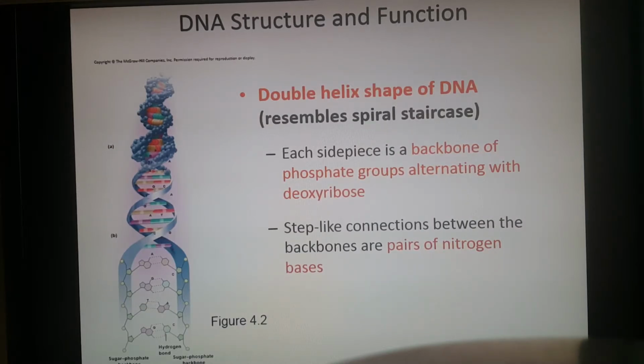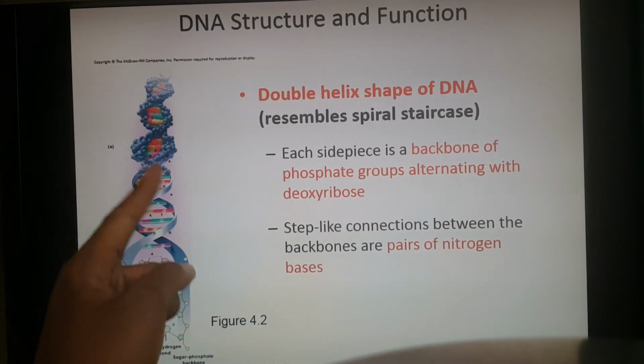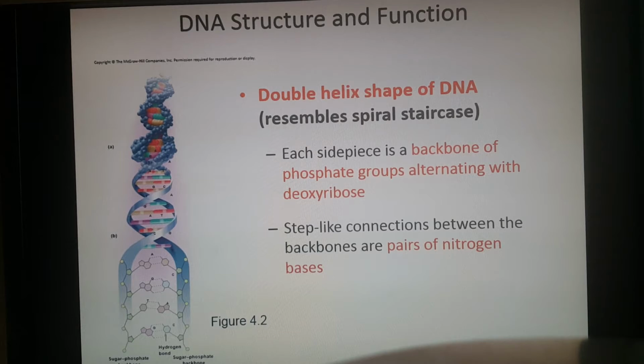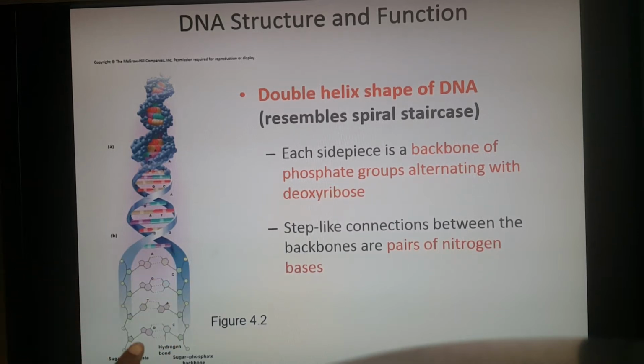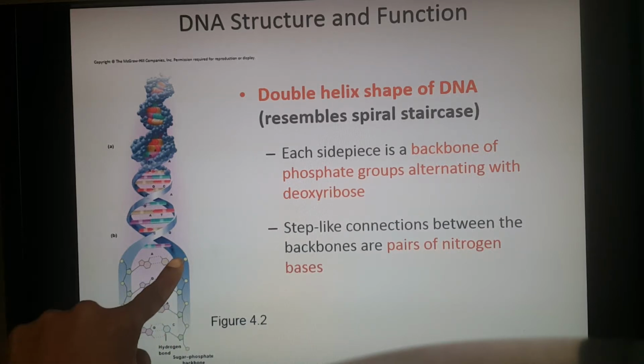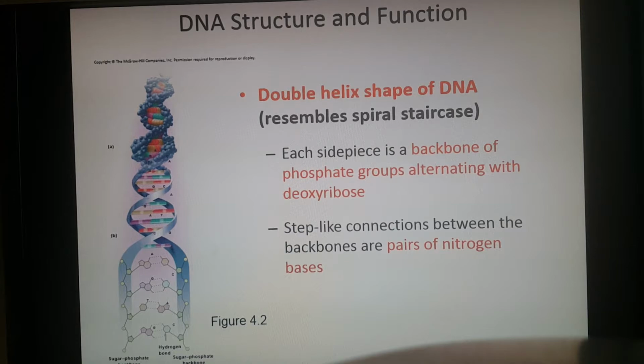So the structure of DNA is in a double helix shape, so it looks like a ladder, and then that ladder is twisted like a spiral. The side pieces of the ladder are your phosphate groups and your sugar, so phosphate group and sugar. And then in between, which is what we call our rungs of the ladder, are our nitrogenous bases. So each of these steps or rungs in the ladder are paired bases, so they have a particular partner that they always pair with.